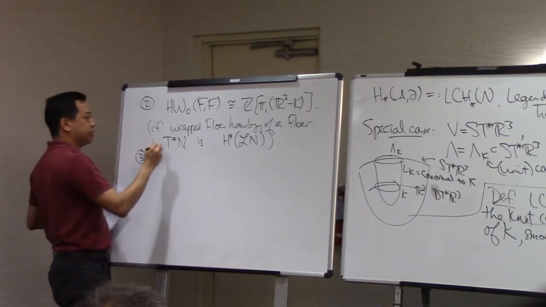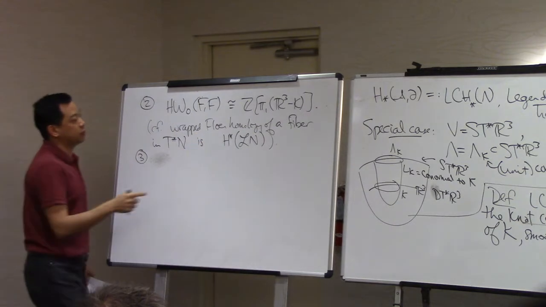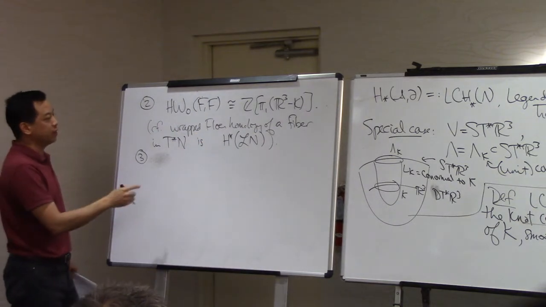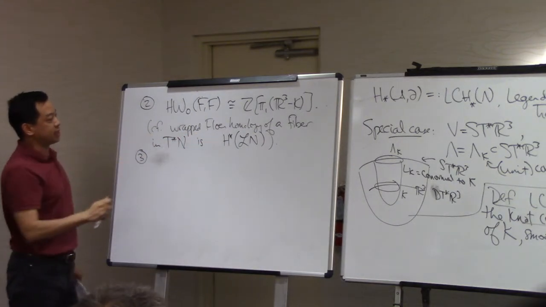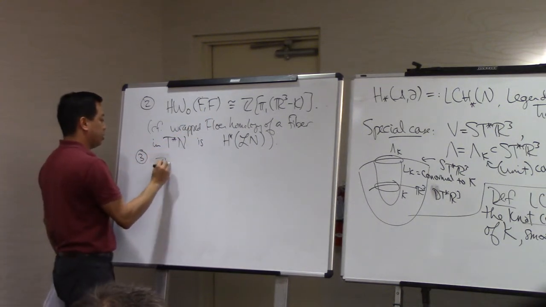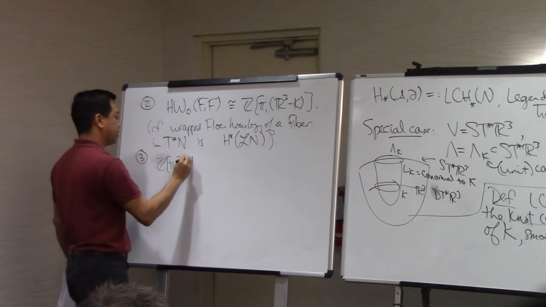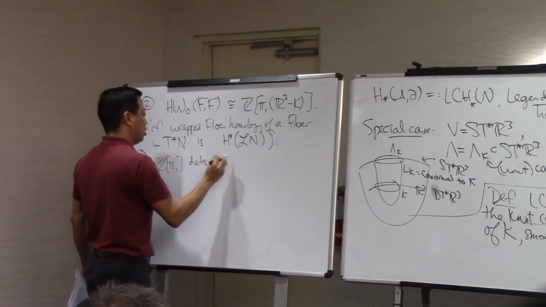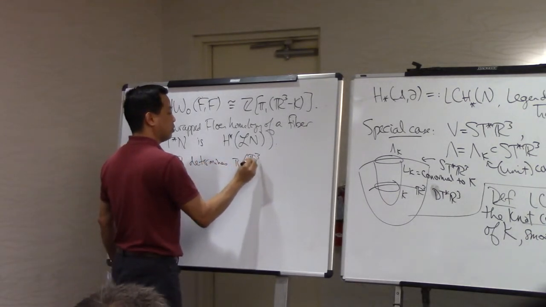Well, okay. So the first thing you'd say is that the group ring of a group doesn't always determine the group itself. But it does in this case, in the case where the group is what's called left orderable. So this determines pi 1 of the knot complement.